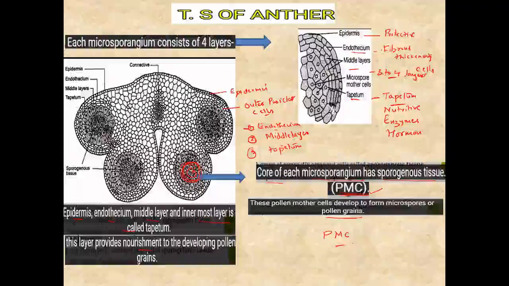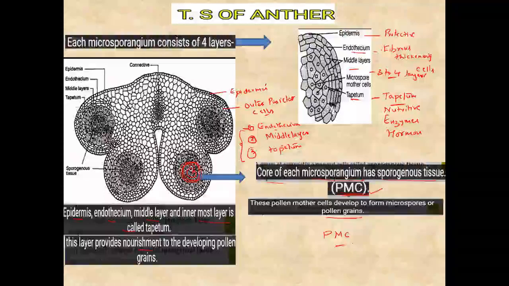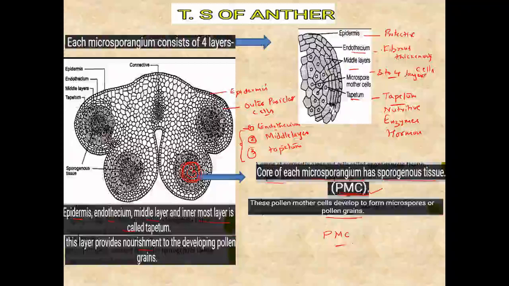These three layers develop from the outer parietal cells, and the inner sporogenous tissue will divide and redivide to form a mass of sporogenous cells. It is this mass of sporogenous cells that will now start functioning as the microspore mother cell or pollen mother cell.